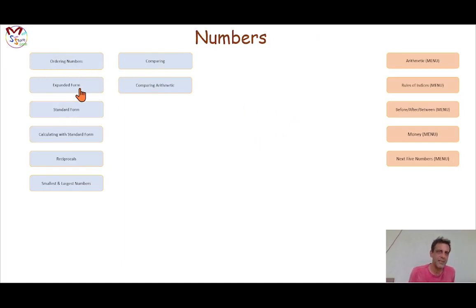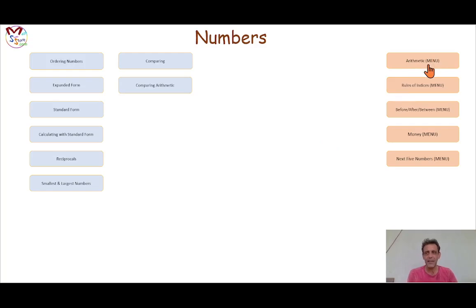So the numbers menu, there's a lot in here. We've got ordering numbers, expanded form, standard form, calculating the standard form, reciprocals, smallest and largest numbers, comparing numbers, and comparing arithmetic. They're both on the comparing menu.